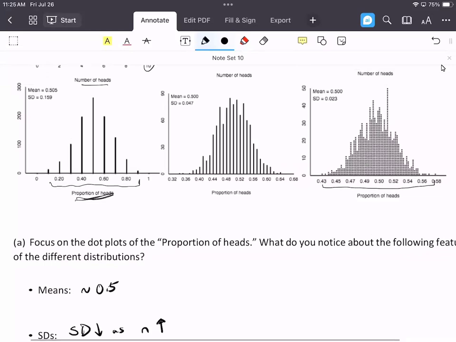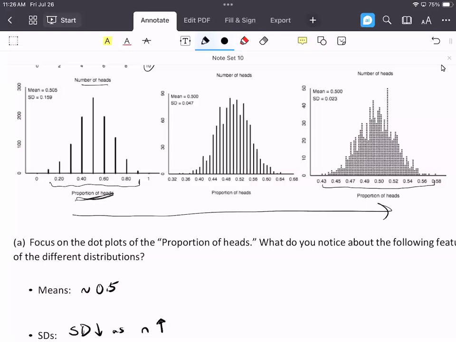As n increases, so looking from left to right, we notice that the graph looks more filled in. The graph looks more normal. It looks more filled in. There are fewer gaps. So we're moving from discrete towards looking more continuous.